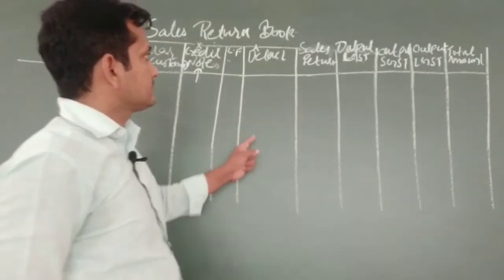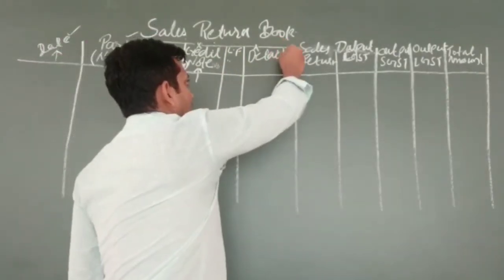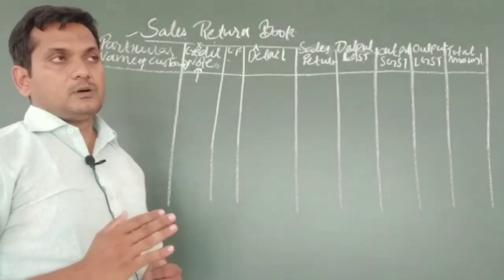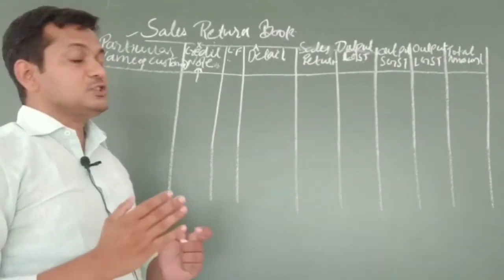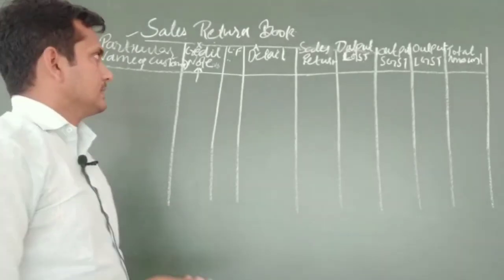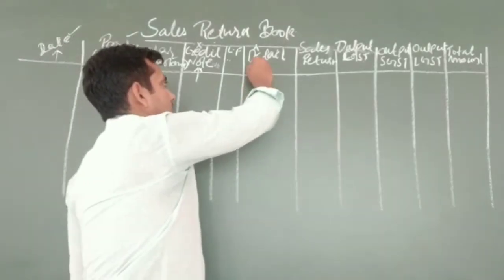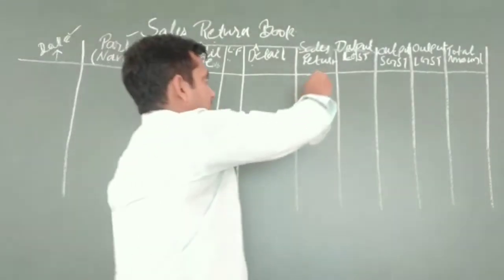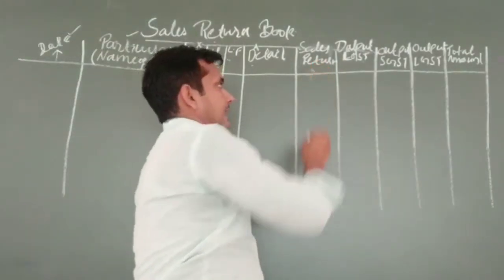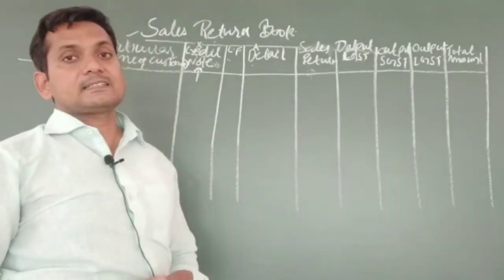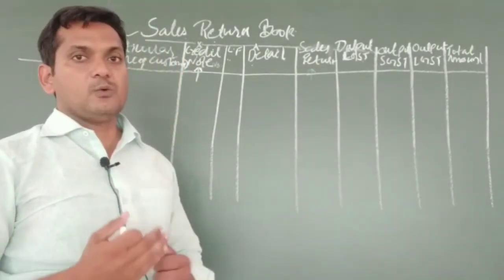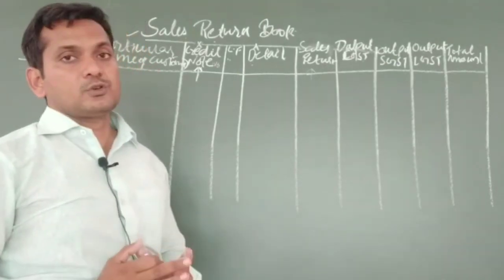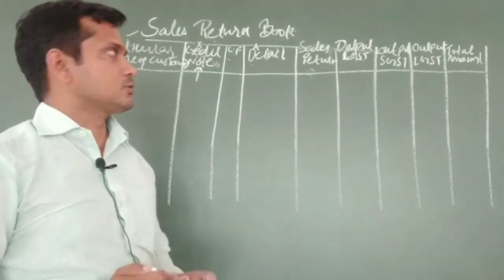Then after that, in the detail column we have to write the detail regarding the goods which are to be returned from the customer. Detail means total price relating to the return. Then after that, sales return: you have to write here the exact sales return of the goods, meaning the price of goods which is to be returned by a customer to the business.